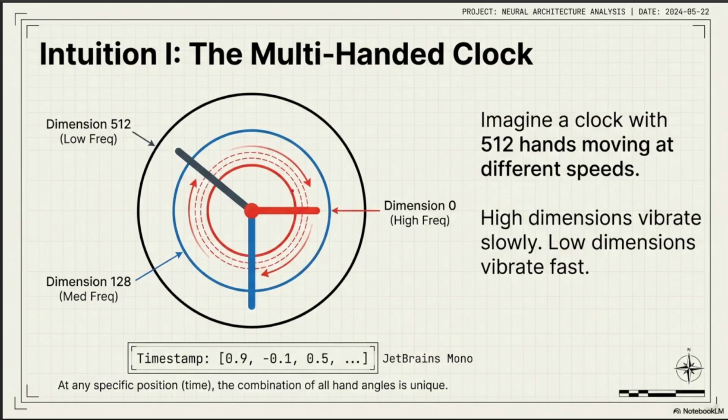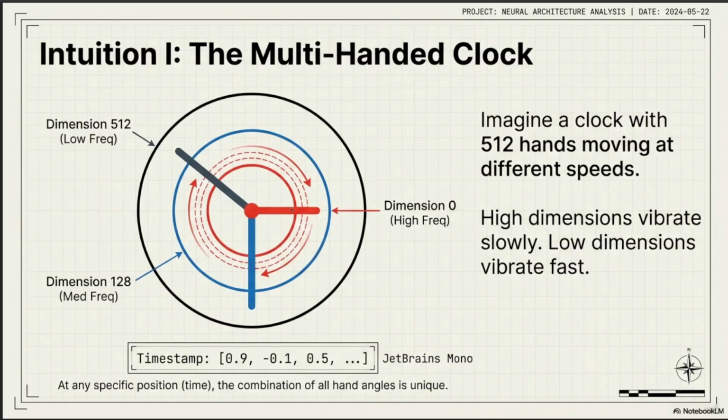A standard clock has a second hand, a minute hand, and an hour hand. So you have the seconds, minutes, and hours. The second hand moves very fast. This represents our high frequency dimensions because it vibrates quickly. The hour hand moves very slowly. This represents our low frequency dimensions.